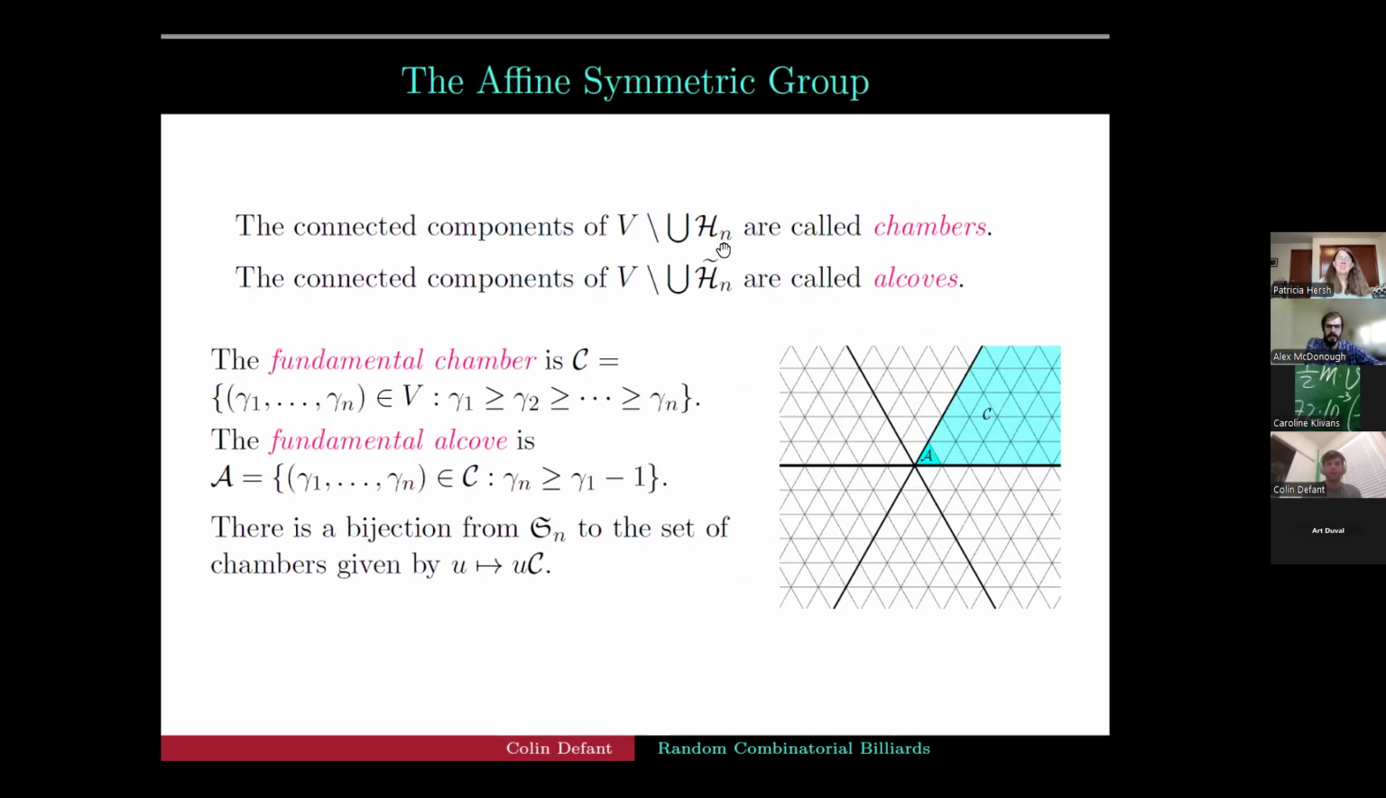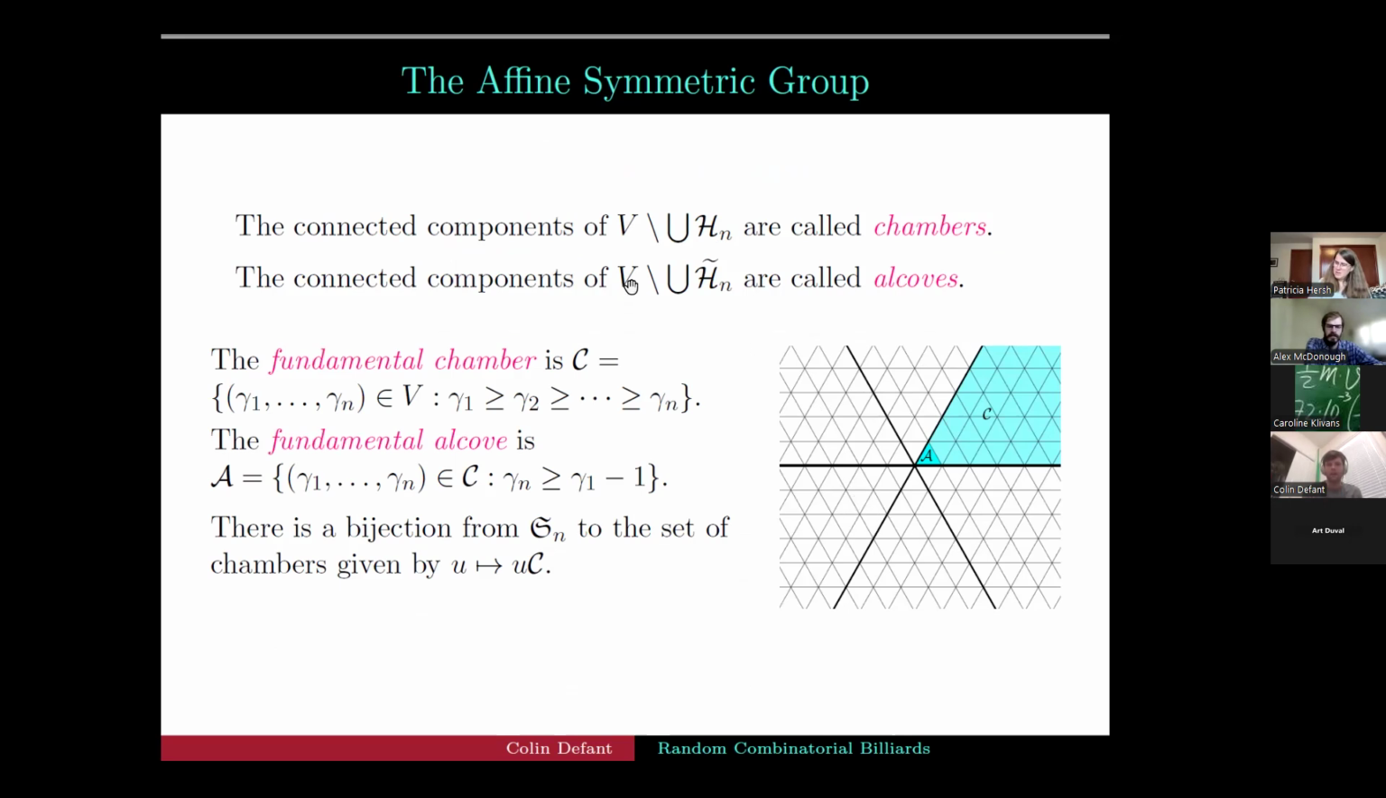Okay. So if I take my space V and I throw away the hyperplanes in the finite braid arrangement, then the connected components of what I have left are called chambers. So in this picture for n equals 3, there are 6 chambers, right? So they're like these cones. One of them I've shaded in blue, and then there are these others that are not in blue.